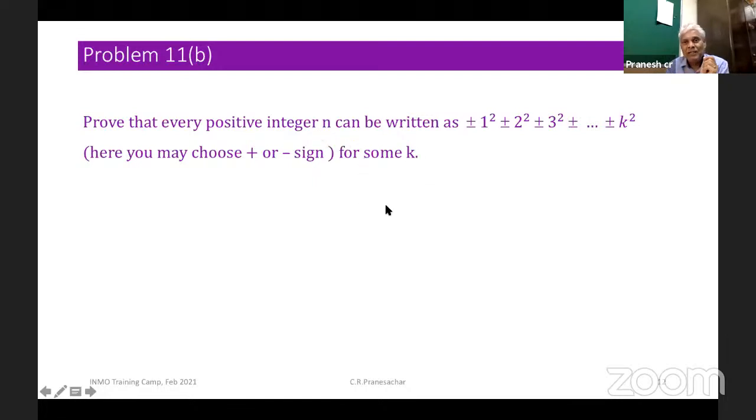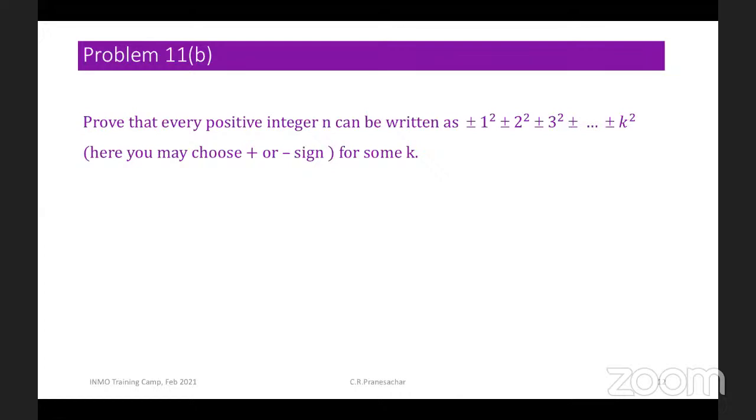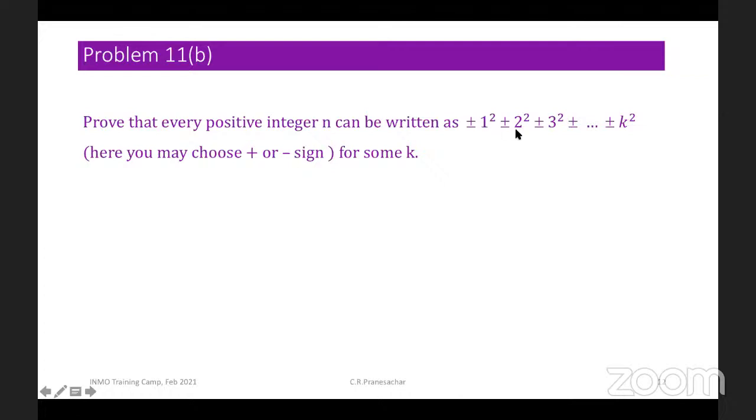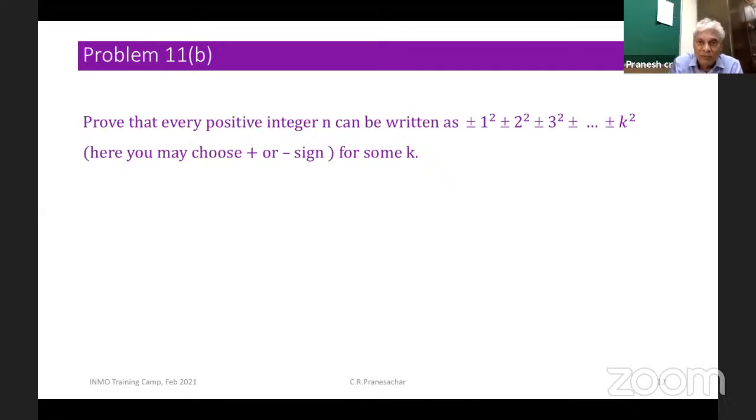Okay. First of all, let's see how some numbers can be written. How can 1 be written? 1 is simply 1 squared. How can you write 2, using the first few squares and any choice of signs? Can you take 1 and 2? Minus 1, minus 4, minus 9 plus 16. Okay, so the first 3 are minus signs and the fourth one is plus sign.